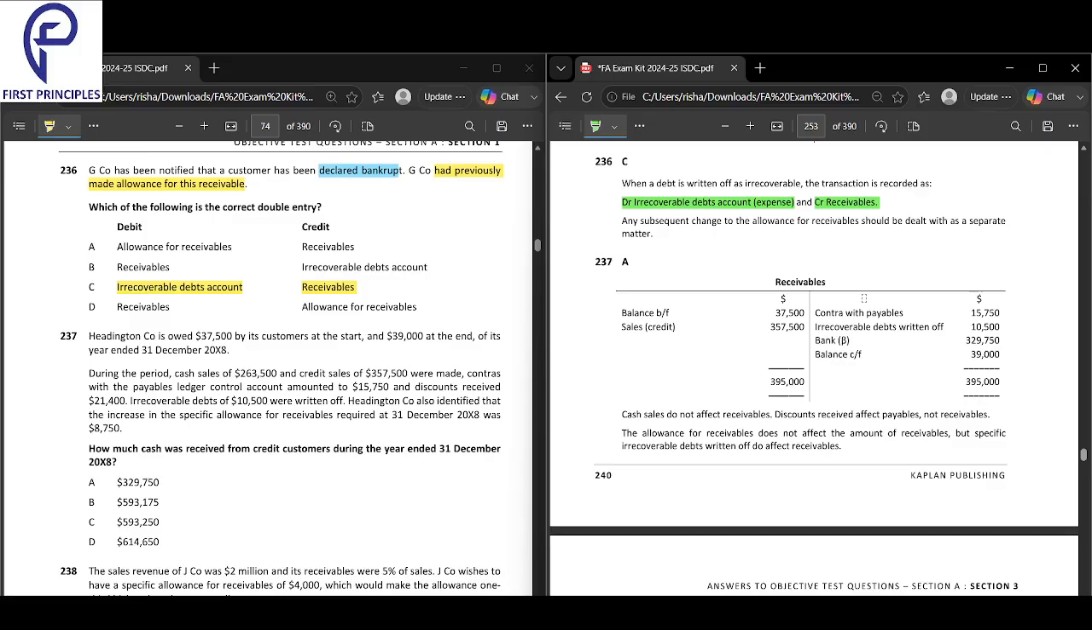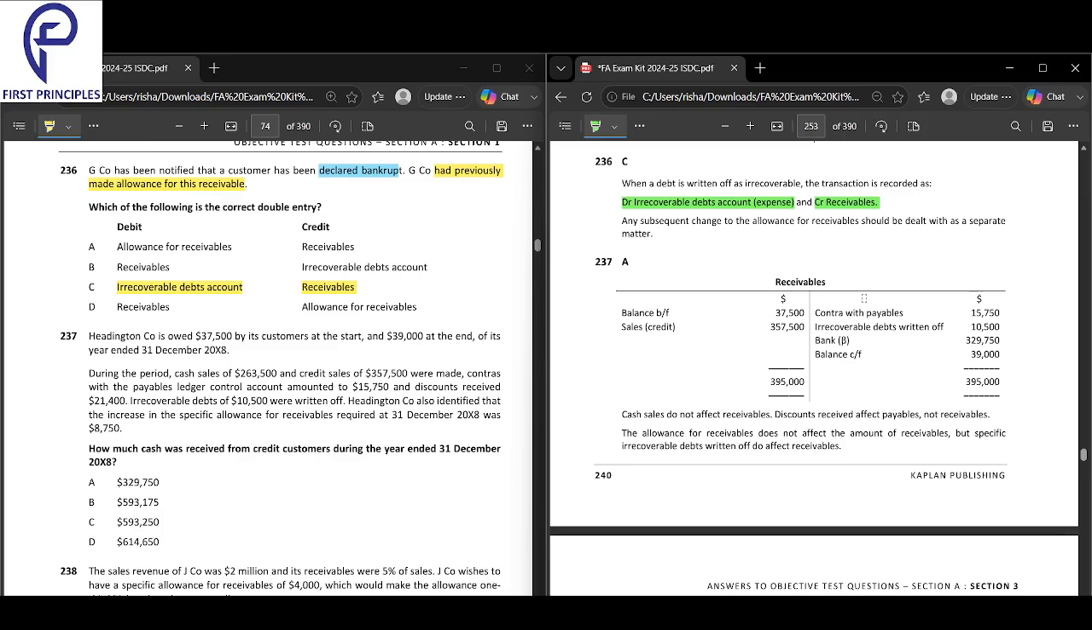Ranveer, did we understand this, buddy? Okay, let's make sense of this one here. Jaswanti, just take us through your understanding of the correct answer here for 236.